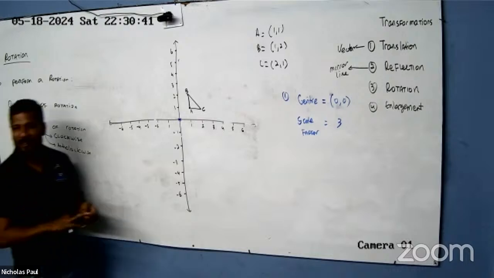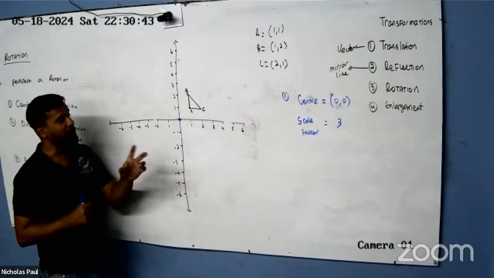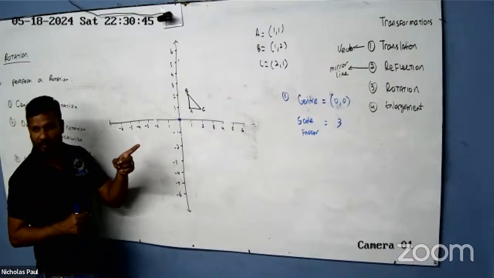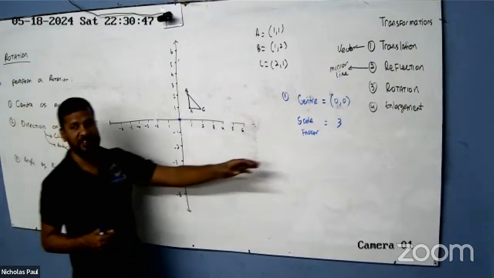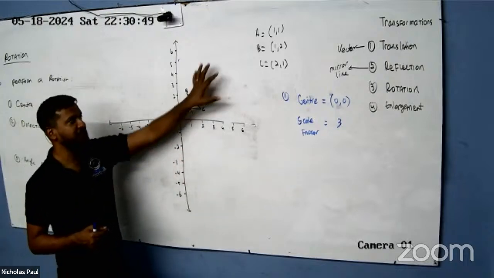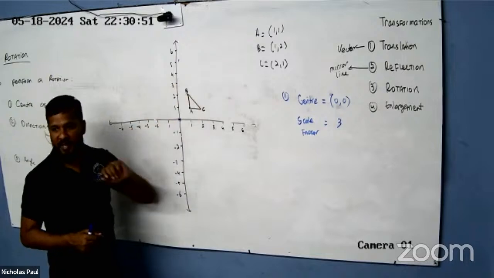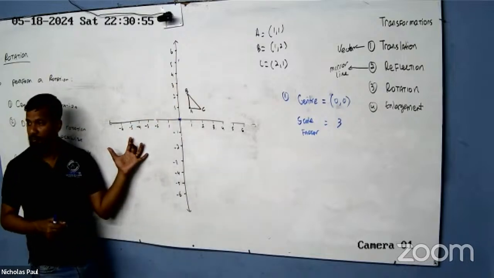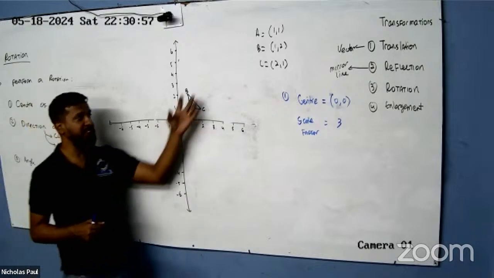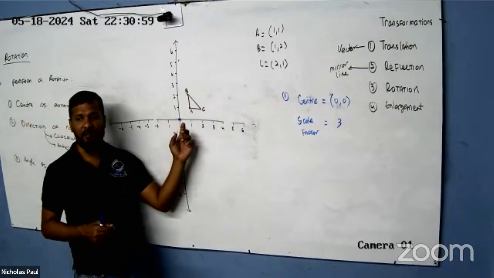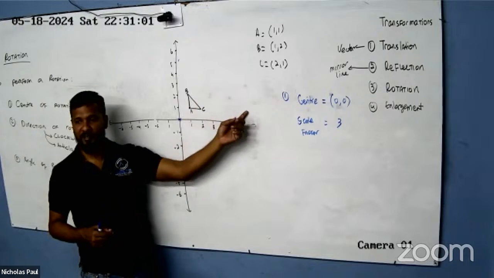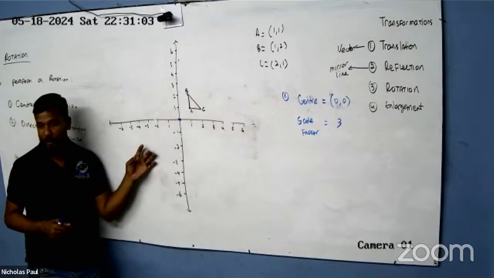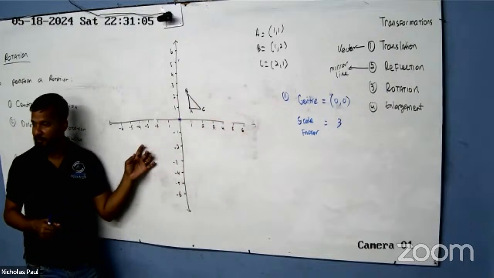All right. So watch here. We're going to try to do a scale factor of 3. Whenever it's a positive scale factor, your image should be here. If it's a negative scale factor, the image is here. So when your image is on the same side as the center, that will be a positive scale factor. When your image is on the opposite side, it is a negative scale factor.